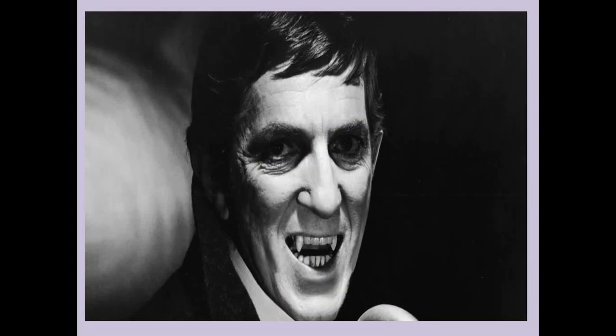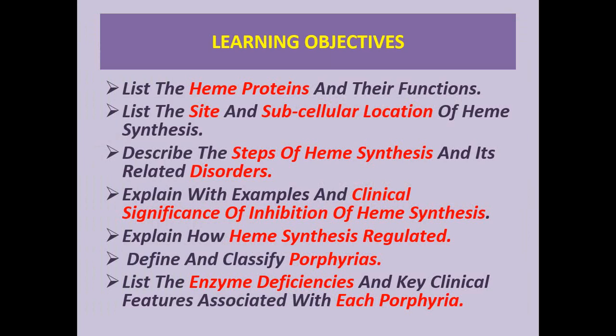Before starting this topic, you have to go through this topic from Lippincott. It is divided into two sections. One section is in the chapter on globular proteins, and the other is in chapter 21, I think, about porphyrias.